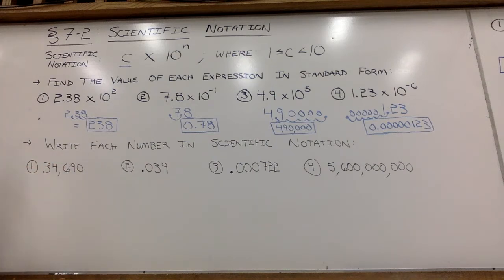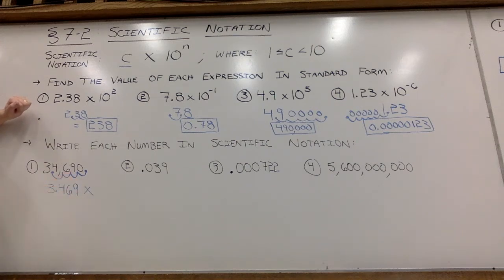I've got 34,690. So here's my decimal, 0.0. So I am going to move this decimal back until I get a number that is between 1 and 10. So I'm going to go 1, 2, 3, 4. I'm going to stop right here, because if I stop here, I have got the numerical value of 3.469. 3 is a number between 1 and 10.